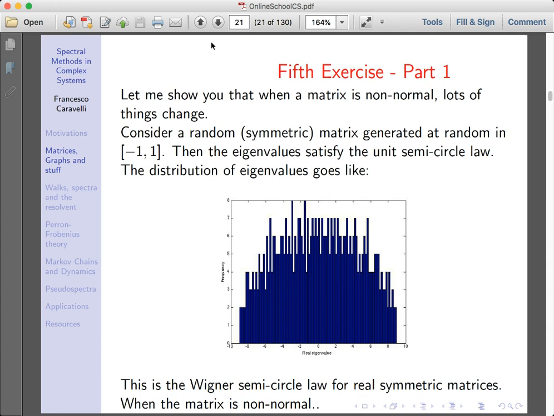If you enforce that the matrix is symmetric, then it is known that the distribution of the eigenvalues satisfies the unit semicircle law. In the lectures by Jacopo Grilli, you go into details on random matrix theory, so I'm not going to stay here to discuss it. But you see that this is, for instance, a numerical result. You see that the distribution of the real eigenvalues for this matrix is fairly well behaved and well known. It's called Wigner's semicircle law.